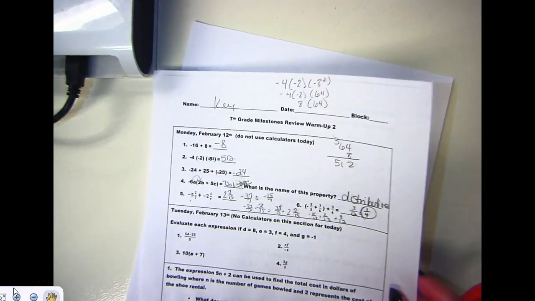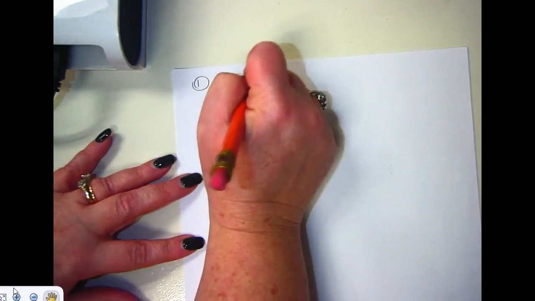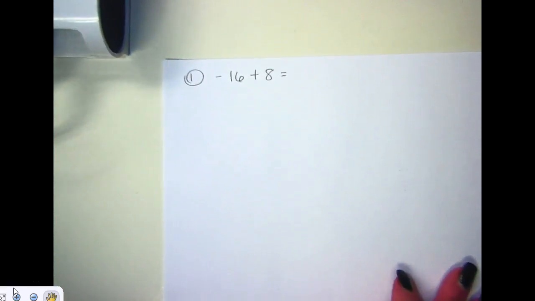All right, so let's take a look at our warm-up for Monday, February 12th. Number one says negative 16 plus 8. What is the answer for negative 16 plus 8?